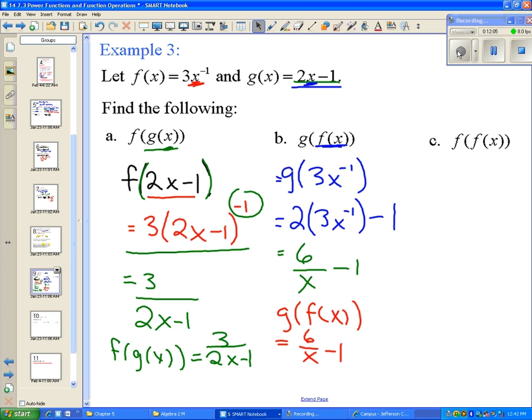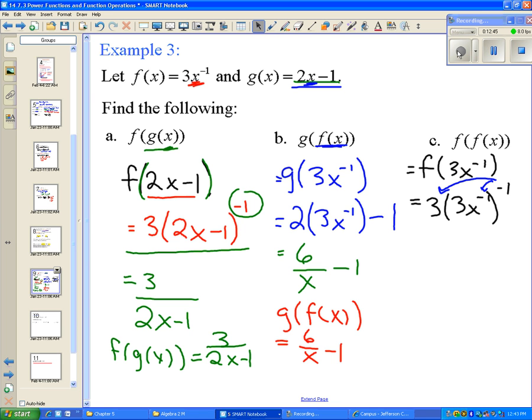Letter C, I want to do f of f of x. So this is telling me I want my first f of, well, what's f of x? f of x is 3x to the negative 1 power. Well, now what do I want to do? Wherever I see an x in f of x, I need to plug in 3x to the negative 1. So I'm going to start by writing 3. Then I have what's in my parentheses, 3x to the negative 1. Now that needs to be the negative 1 power. I'm now going to distribute that negative 1 through.